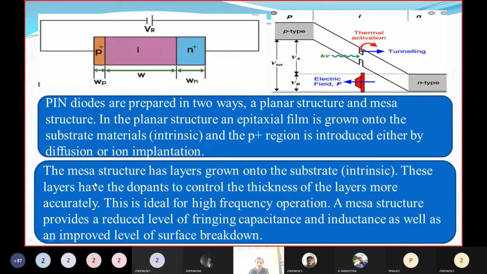What are those properties? Here I explained: it reduces the fringing capacitance and inductance, as well as improves the level of surface breakdown. Fringing capacitance means a sudden increase of capacitance by overlapping of two or more electric fields. Similarly for inductance. So by using the MESA structure, we can reduce the fringing capacitance as well as inductance, and surface breakdowns also. These are the two preparation methods.